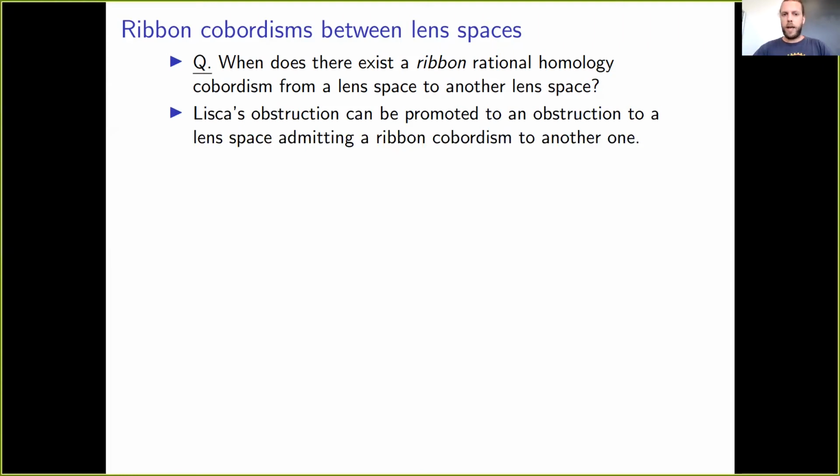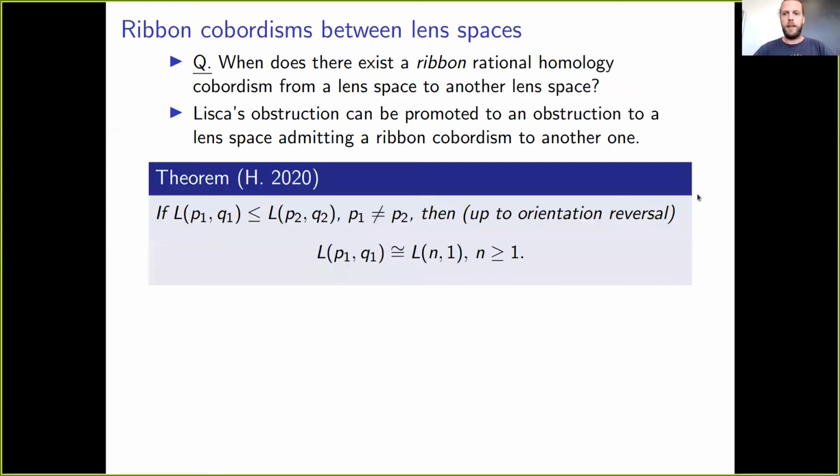And so the way one can attack this question is to basically take Liska's obstruction and promote it to an obstruction not to just rational homology cobordism, but rather to an obstruction to ribbon rational homology cobordisms. As I said, I'm not going to get into the details of this obstruction, but essentially it builds on his obstruction. It's just sort of tweaking it a little bit, or promoting it.